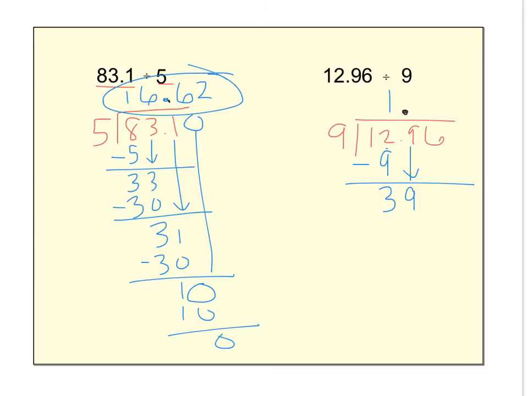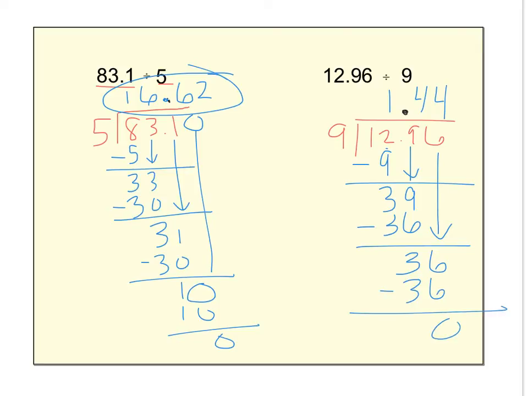9 goes into 39 4 times. 4 times 9 is 36. Subtract and you're left with 3. Bring down your 6. 9 goes into 36 4 times. 4 times 9 is 36. 0 remaining. That's your quotient. Not too bad. Just make sure your biggest thing here is making sure you're lined up and you're not going too crazy.